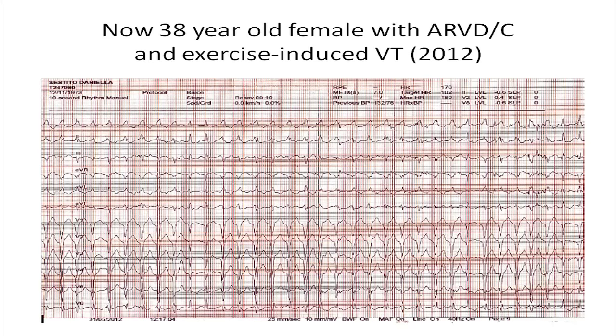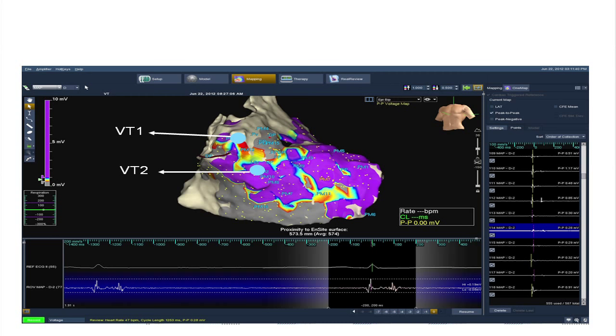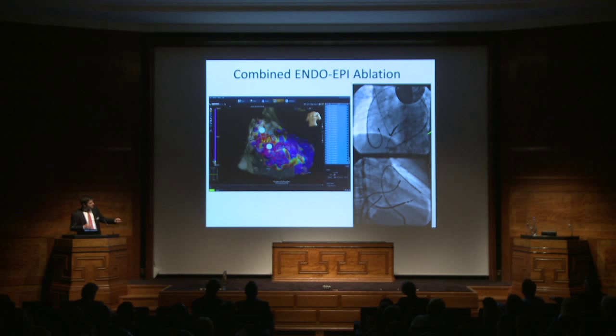This is one of our cases, VT, endo-epi approach. Saw this typical scar type, low voltage, late abnormal activation. Targeted VT1 and VT2, and this is back in 2012. Here's our epicardial approach, an anterior approach to the pericardial sac, endocardial ablation, epicardial ablation. Rather aggressive, but she's done very well, and this is 2 years ago, she's had no shocks.